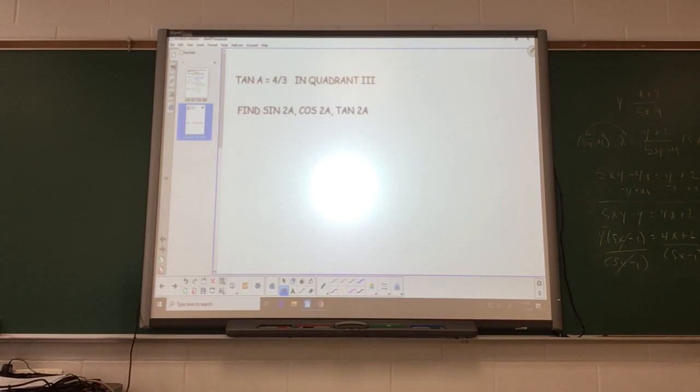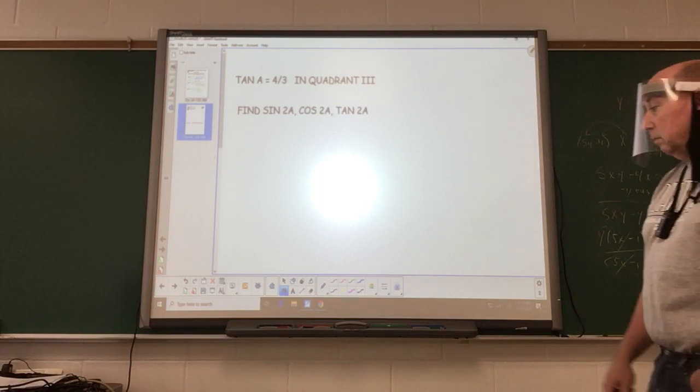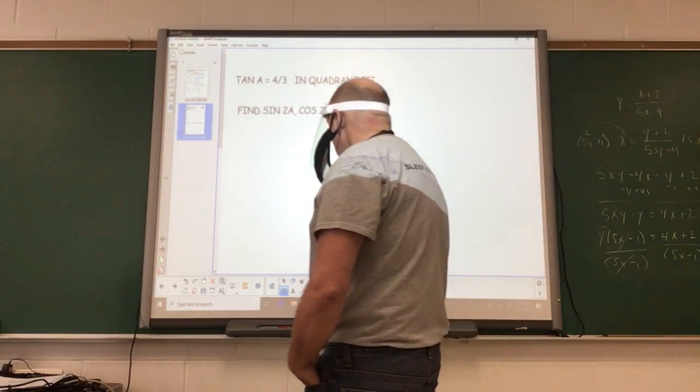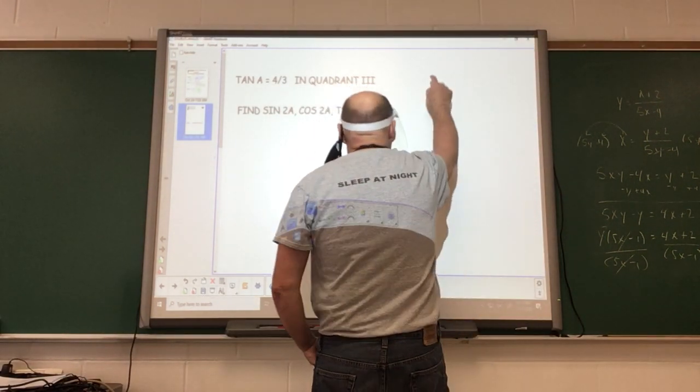Alright, the tangent of angle A is 4/3 in quadrant number 3. What's the first thing we think we should do here? Isaac Phillips, what do you think we should do first? Yeah, draw a picture. Let's draw a picture.